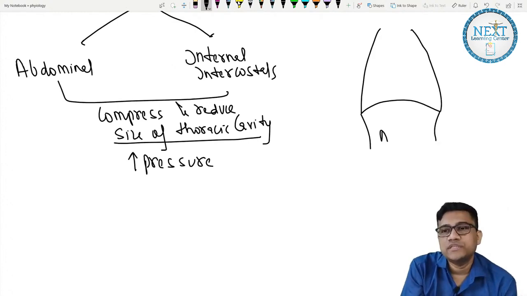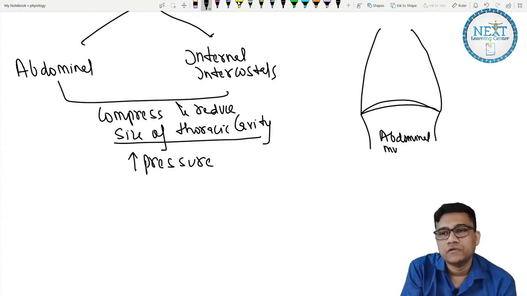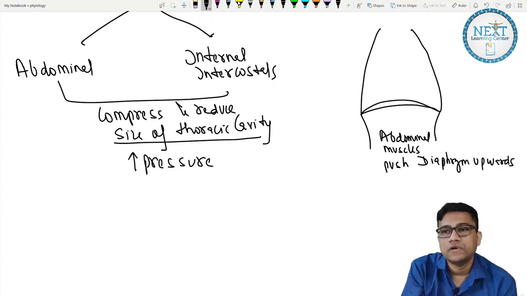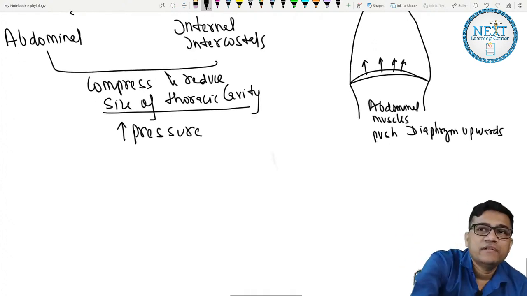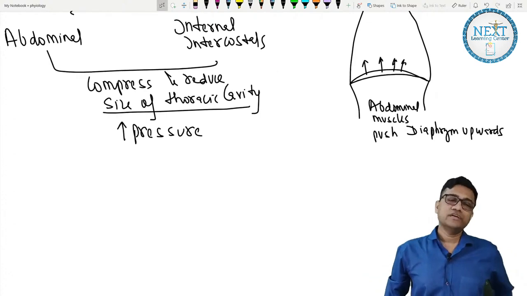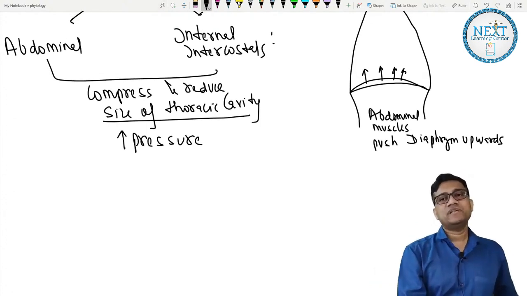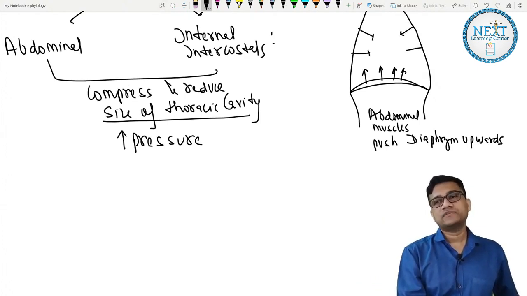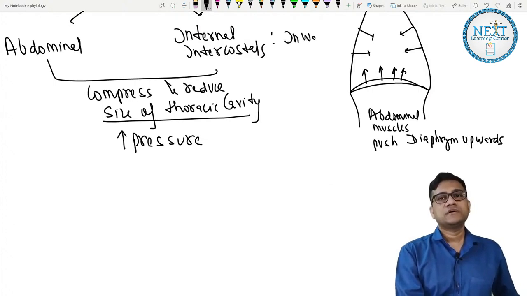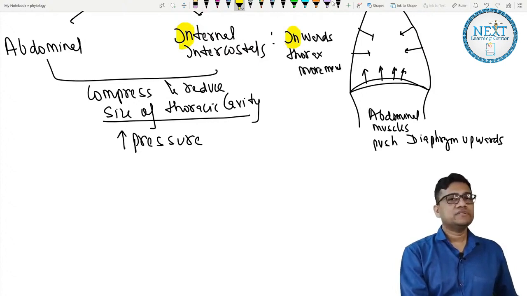These are the abdominal muscles. They will push the diaphragm up, in what direction? Upward. So they again reduce the size, and the internal intercostals make the thorax go inwards and backwards, an inward movement of the thorax. So remember: internal, inwards.